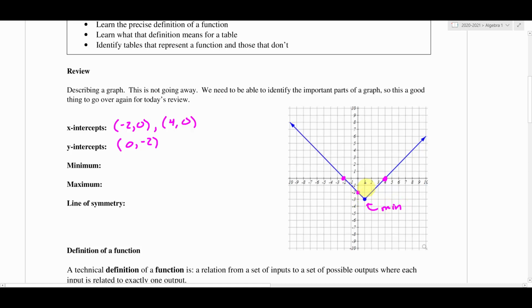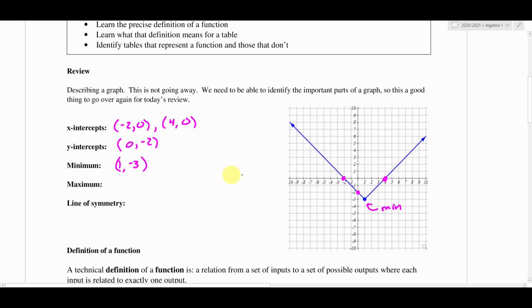Okay, and it has a location. So it is located at 1, -3, right? So I go right 1, down 3 to get to that point. So I'm going to say 1 comma -3 is where the minimum is located on the graph.